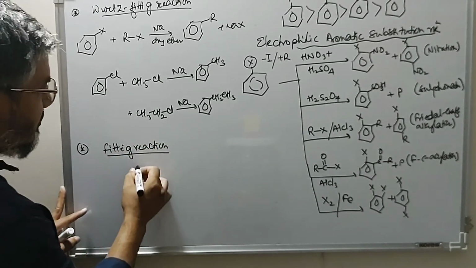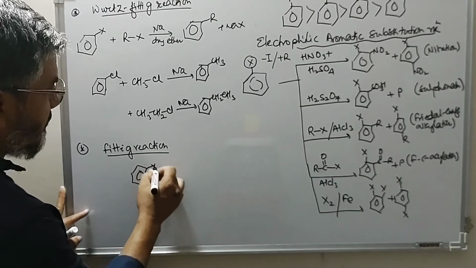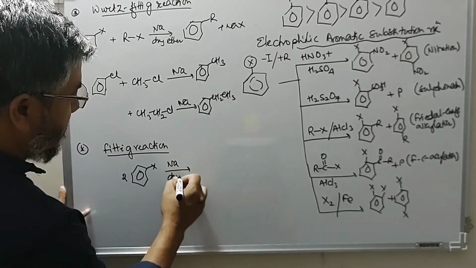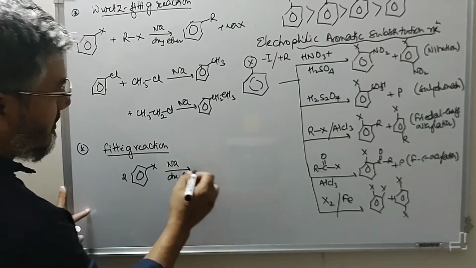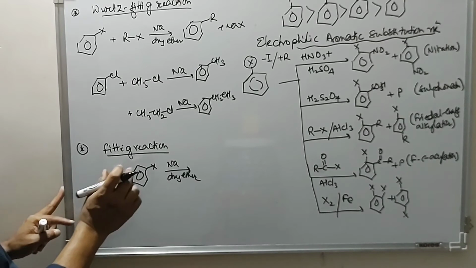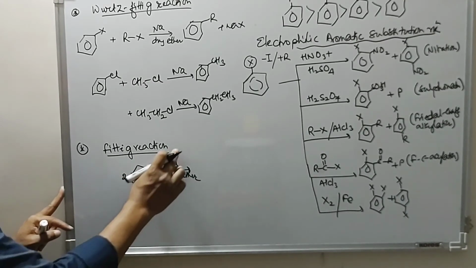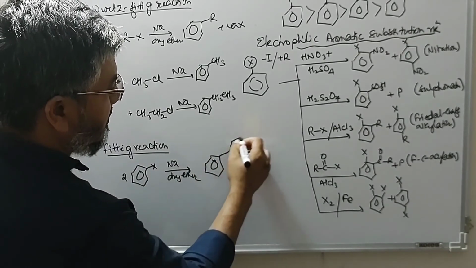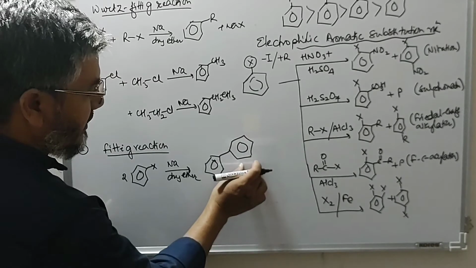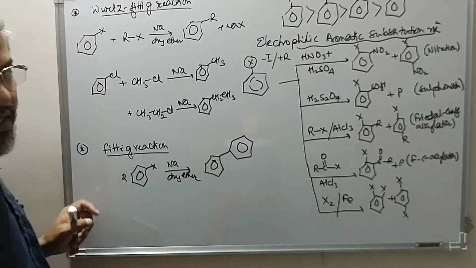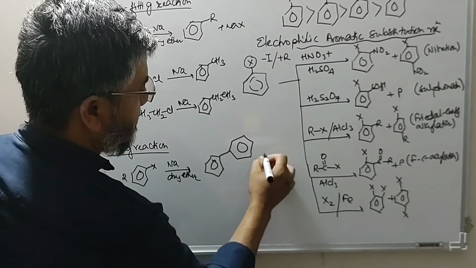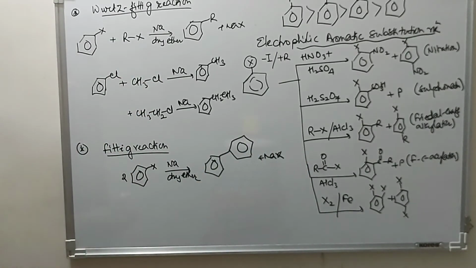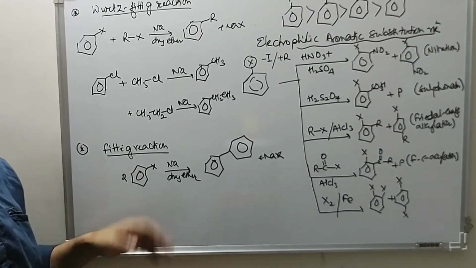Fittig reaction is a reaction of 2 moles of aryl halide in presence of sodium and dry ether. So the reaction of aryl halides with sodium gives you biphenyl. So this is a phenyl group, this is a phenyl group, joined through this carbon-carbon bond. So this reaction is known as Fittig reaction. So Fittig reaction, Wood-Fittig reaction, Wood's reaction.